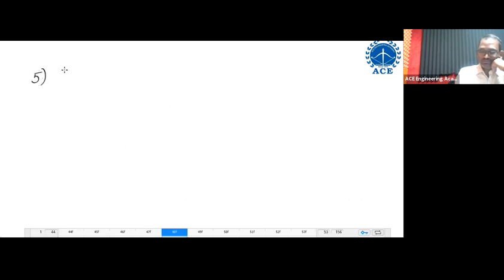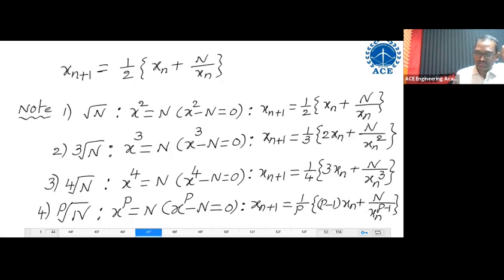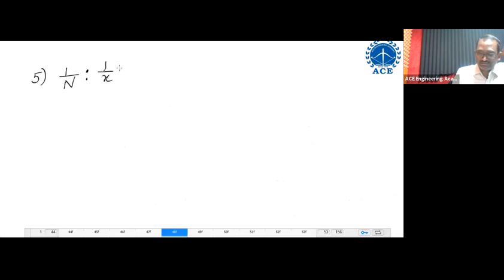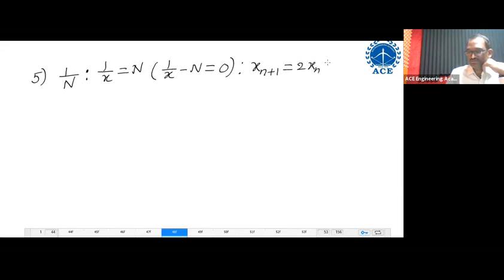Inverse of a number. Newton-Raphson iteration formula for inverse of a number. Corresponding polynomial is 1 by x is equal to n. So x is equal to 1 by n. So this is 1 by x minus n is equal to 0. The corresponding iteration formula is xn plus 1 is equal to 2xn minus nxn square. These are the formulas.